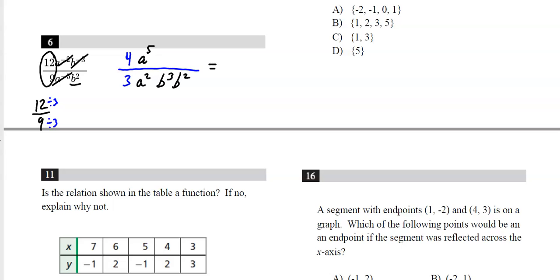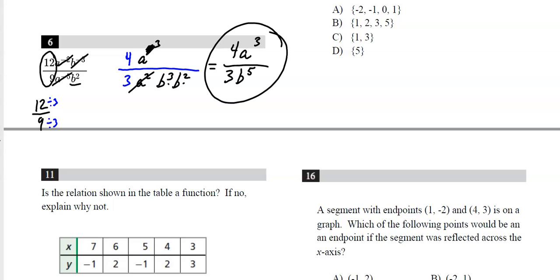Now I just need to gather up my b's if they're on top or bottom. Here they're on bottom. My a's I'm going to cancel. So on top I have 4, and then these 2 are going to cancel with 2 of those. And I'm going to end up with 4a to the third. On bottom I have 3, and then b to the third times b to the 2nd, that's b to the 5th. That's 5 b's down there. Boom. Moving right along.